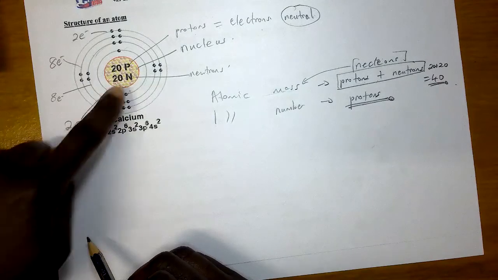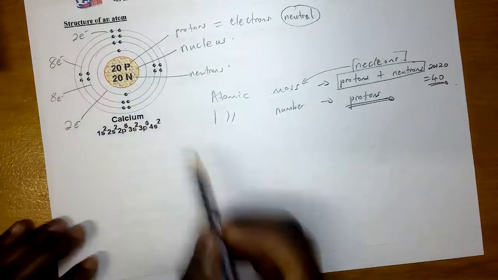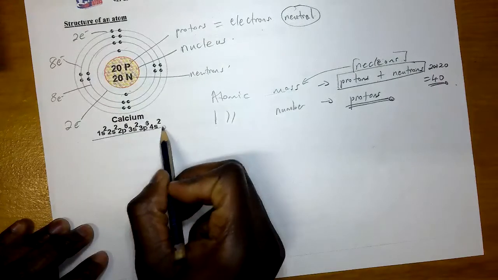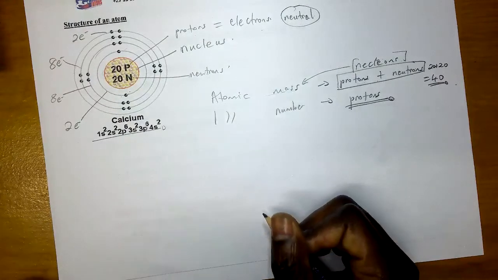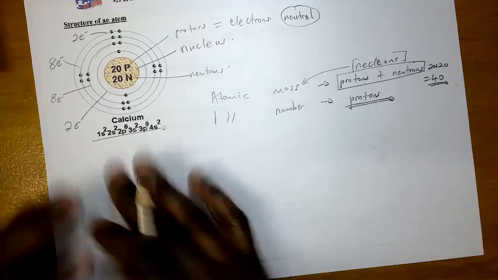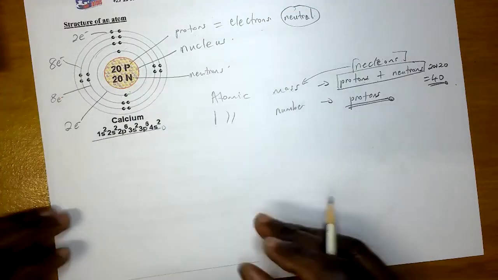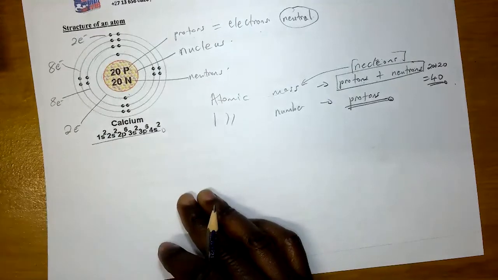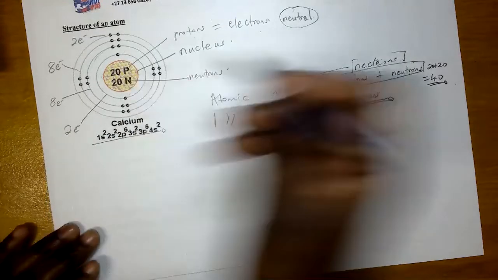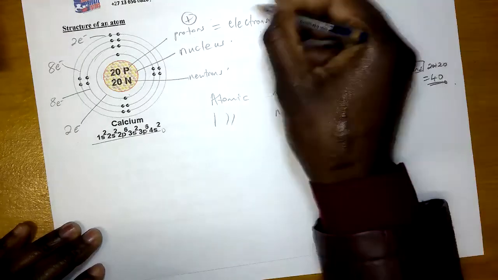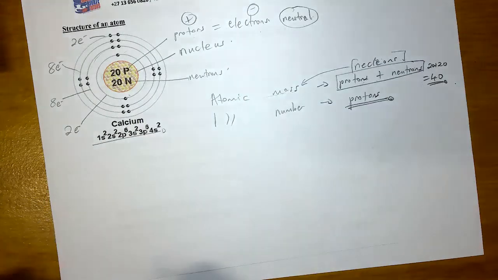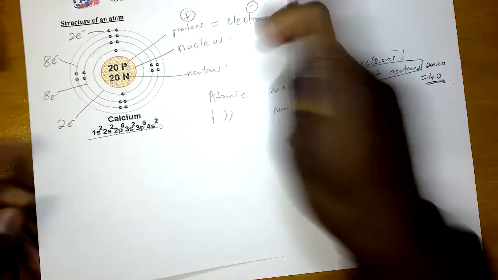We have got neutrons, we have got protons. Okay, it's fine. Then here, this is an electron configuration which we are going to look at as well at some stage. But here is just for you to understand what an atom is and what it's made of. Then we must know that the proton is the positive charge, the electron is the negative charge.